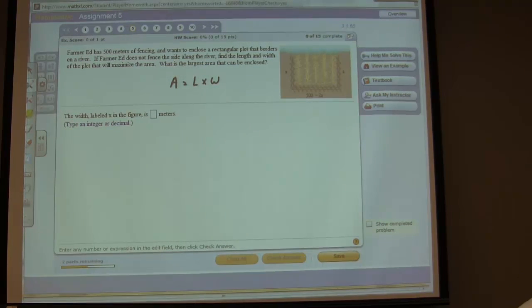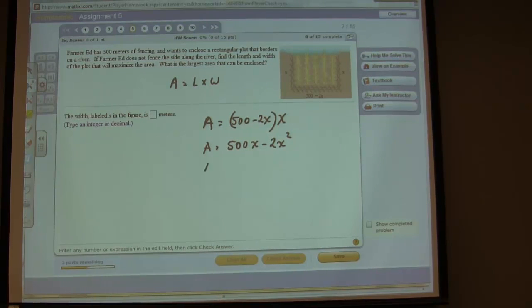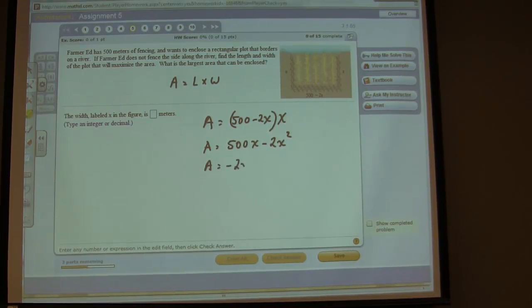So now I have an expression for the length and an expression for the width. So the area is going to be the length, which is the 500 minus 2x, times the width, which is x. Watch what happens when I distribute the x. I get 500x minus 2x squared. Now, if we were to write that in a quadratic equation, we'd put the highest power first, so we would write it like this. Negative 2x squared plus 500x.